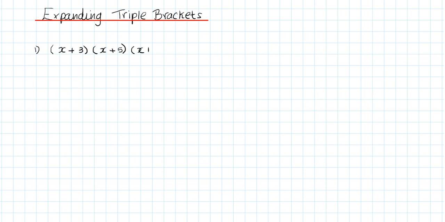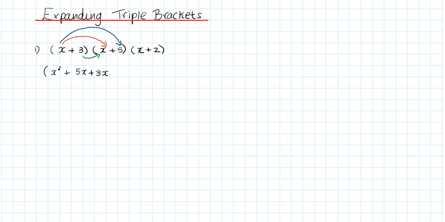Okay, so the way I approach this is initially I'm going to expand the first two brackets, these two, and then the answer of that I will place in a pair of brackets. So in order to do that, I'm going to first start off by multiplying x with x. So x times x gives you x squared, and then I'm going to do x times 5, and x times 5 gives you 5x. Then I'm going to multiply 3 by x, and 3 times x gives you 3x.